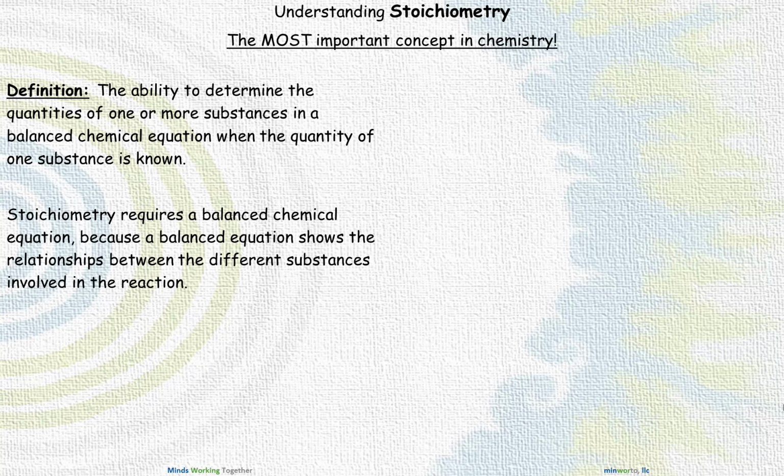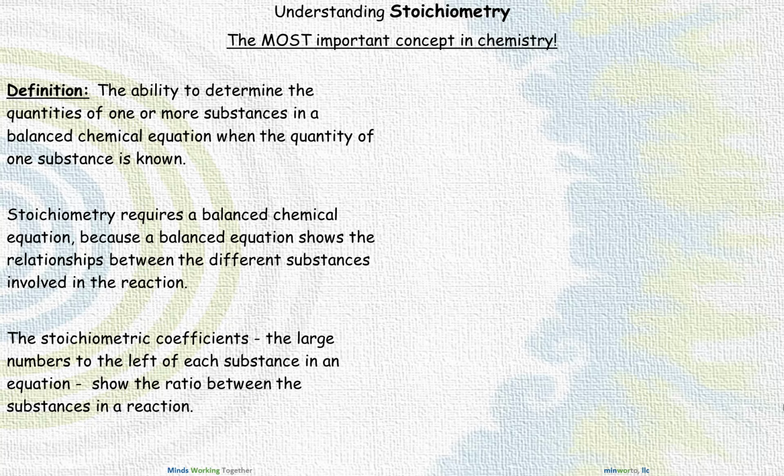Stoichiometry requires a balanced chemical equation because a balanced equation shows the relationships between the different substances involved in the reaction. The stoichiometric coefficients, the large numbers to the left of each substance in an equation, show the ratio between the substances in a reaction.